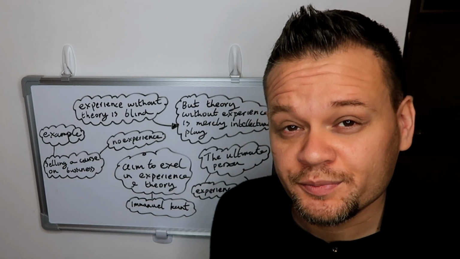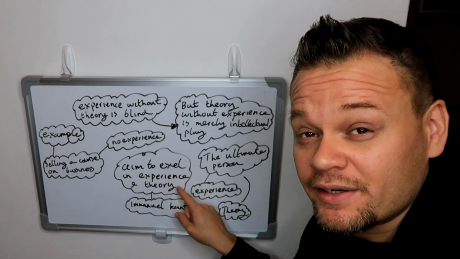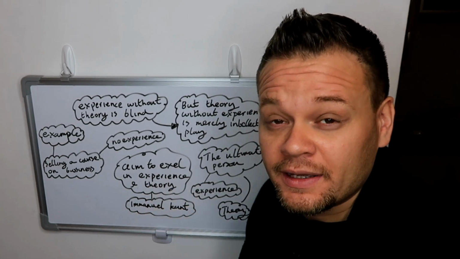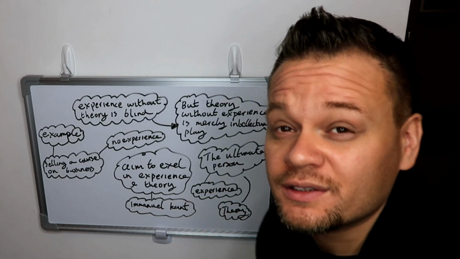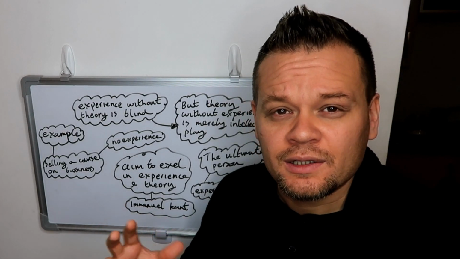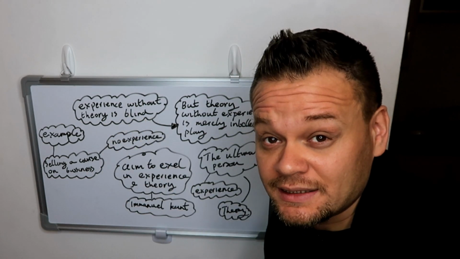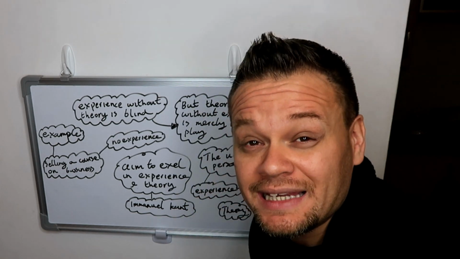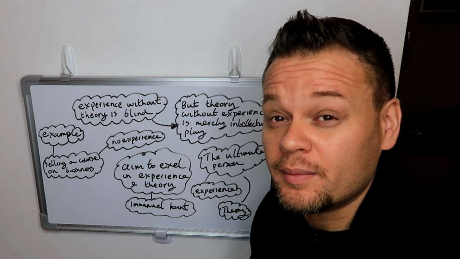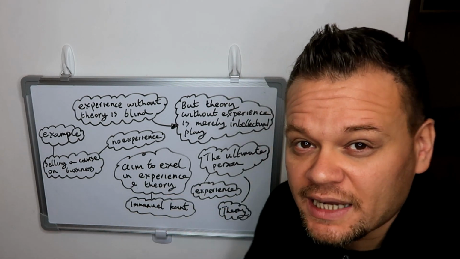Philosophy number 2, aim to excel in experience and theory. And this is inspired by the philosopher Immanuel Kant. So what does this mean? Well, let's break it down. Experience without theory is blind. Theory without experience is merely intellectual play. And that's a quote from Immanuel Kant. So let's give it a bit of context.